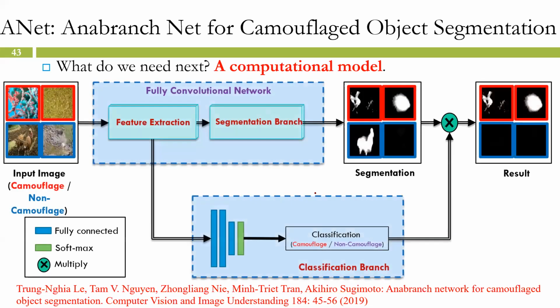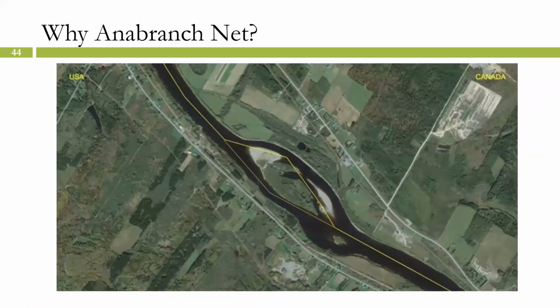And here's the model that we have in the paper. We have something called ANet. ANet is short for Anabranch Network for camouflage object segmentation. Well, it looks cool, but why do we name it Anabranch? Let me show you an example about the anabranch. So we have the river, or the mainstream.